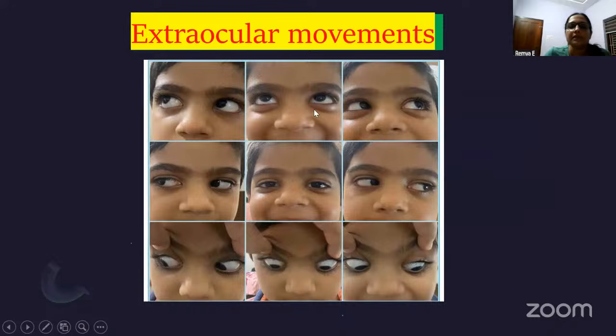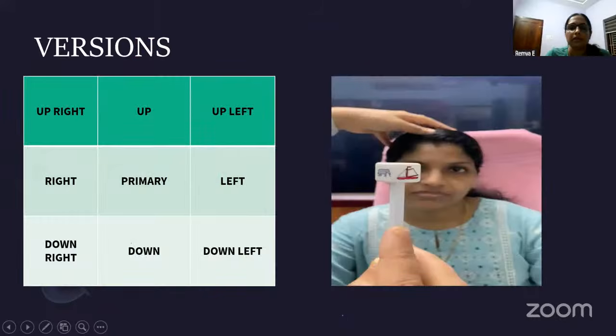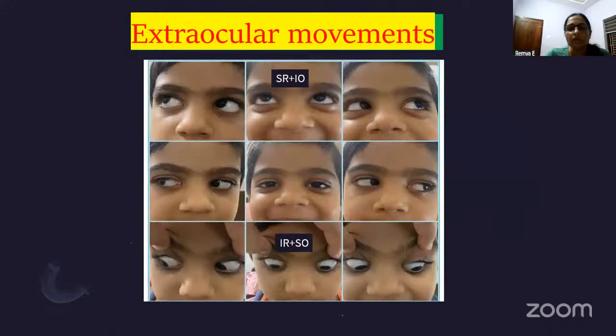Any one of you, please unmute and tell me what are the muscles acting in supraversion? Normally, in a supraversion or elevation, what are the muscles acting? Superior rectus and inferior oblique. Yeah, superior rectus, then inferior, sorry, inferior oblique. Down, inferior rectus and superior oblique.